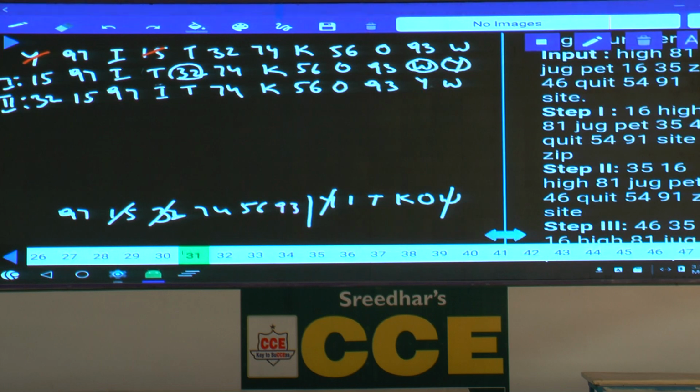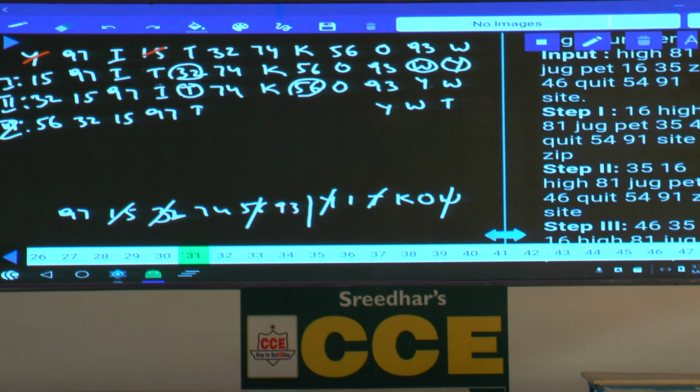Clear now? Then in step 3. Now what should happen in step 3 here? 15, 32. After 15, 32, next one is 56. Next one here Y coming to the 10th place, W. Next word is T. Now T should be at this place. Now what are the elements that are arranged here? 56 arranged and T also arranged. Then write down the remaining elements: 97, I, 74, K, O, 93.